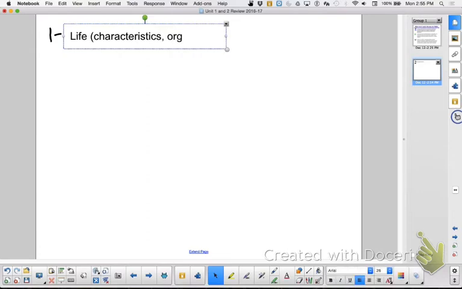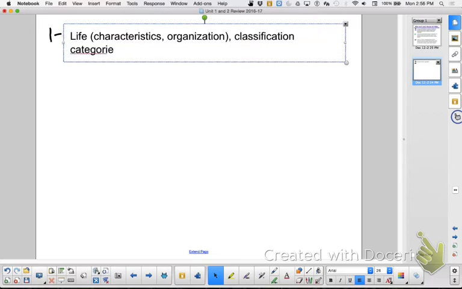And we talked about the organization. What is organization about? Atom, molecule, organelle, cell, tissue, right? Remember that whole bit? Okay. We talked about classification categories. Do you remember domain, kingdom, phylum, class, order, family, genus, species?